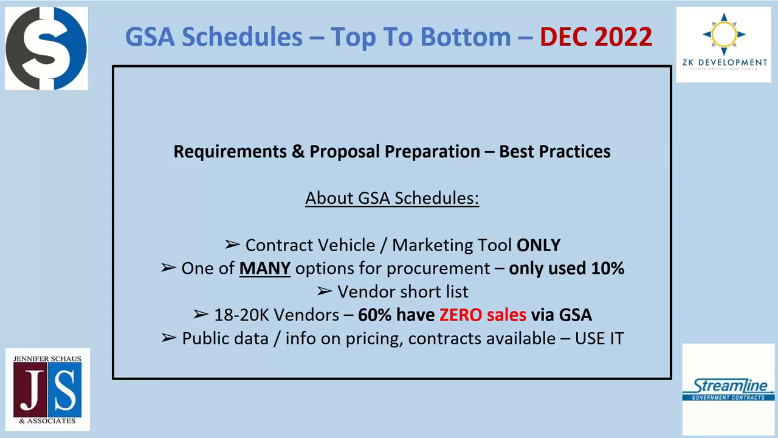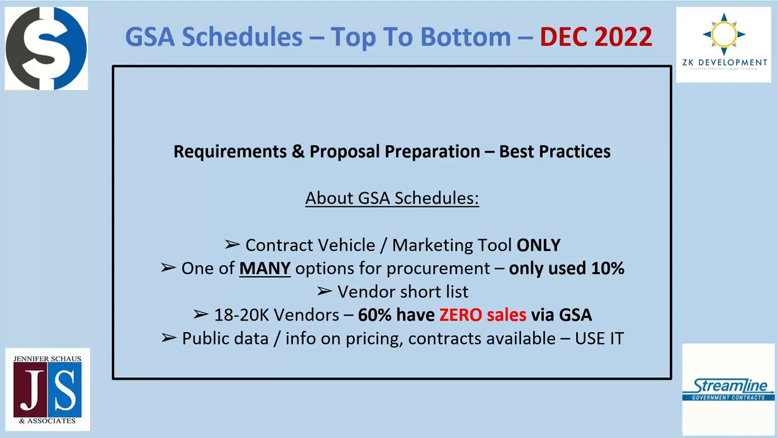The schedule is really only a vendor shortlist. So if you think of going on to Amazon.com and you type in hair dryers, and all of the companies that have hair dryers listed on Amazon show up, this is pretty much the same thing. The platform that the government uses is GSA Advantage, and they can type anything from bulletproof vests to Xerox paper. And the vendors that are on GSA will show up. And this is one of many ways that the government can purchase.